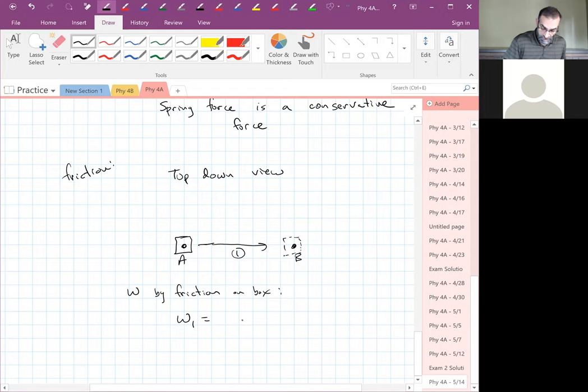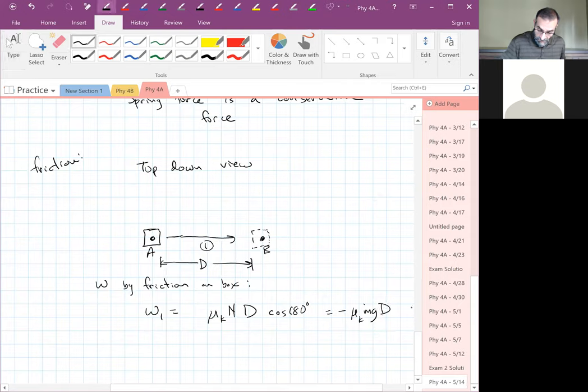Okay, so it's the friction force. That's the friction force, right? Mu times the normal force times the distance. I guess I should have put a distance on there. Use capital D, the distance between these two points, capital D. How's that? Times cosine 180. And so what do we get? We get negative mu mgD.